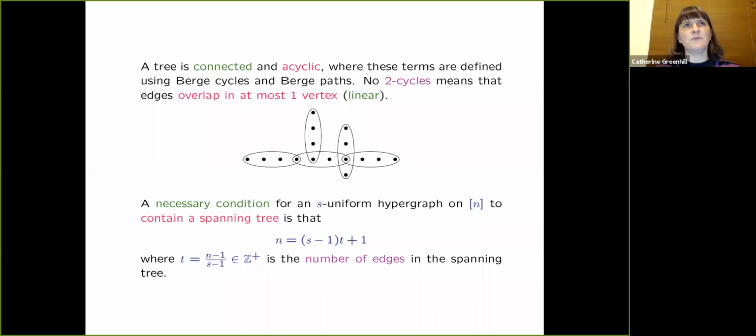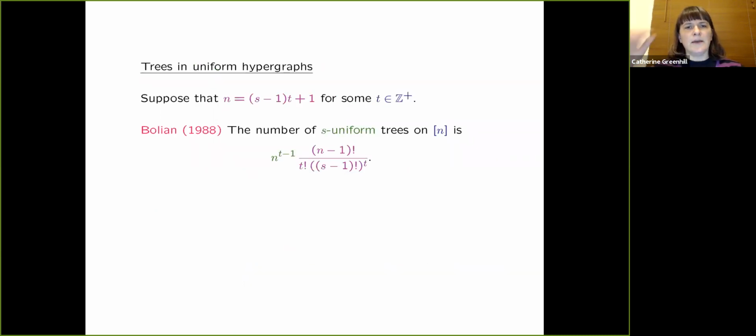You need n-1 to be divisible by s-1, because that's going to be the number of edges in the spanning tree. And we denote this integer by t, okay? So in all of the asymptotics, you just restrict n to satisfy these necessary divisibility conditions. Right, some stuff about trees. So for this definition of tree, n has the form s-1 times t plus 1.